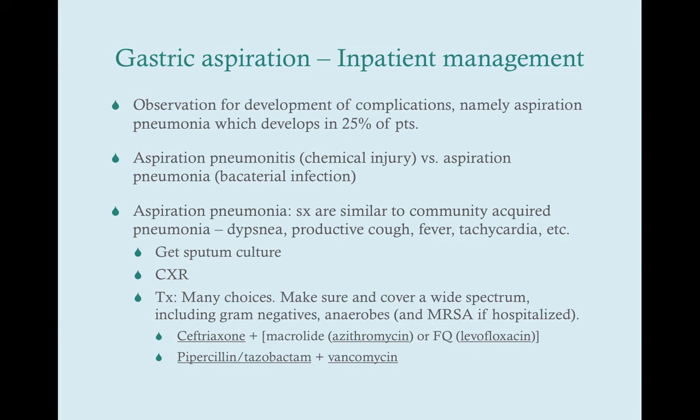tachycardia, and so forth. Now, the difficulty in diagnosing aspiration pneumonia is that the patient already usually has dyspnea, productive cough, fever, and tachycardia. So how do we know if the patient has aspiration pneumonia versus just simply aspiration pneumonitis? And the way we can tell is if the patient has a worsening in their status. So if they're improving and then after 2 to 3 days they suddenly start worsening, that's a sign of aspiration pneumonia. If a patient has a white cell count that's declining but then it suddenly starts going back up, that's a sign of aspiration pneumonia.